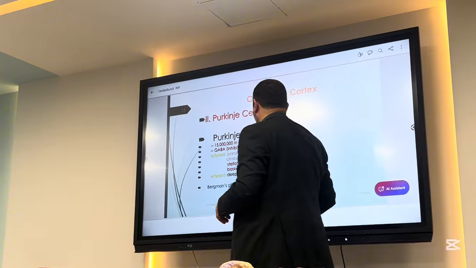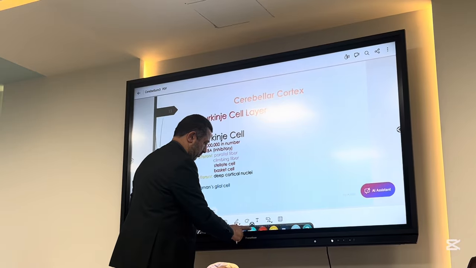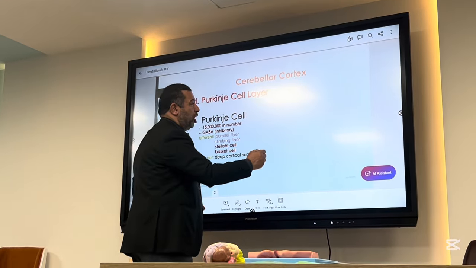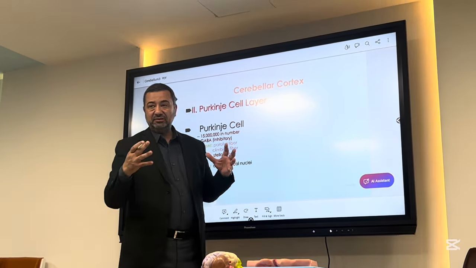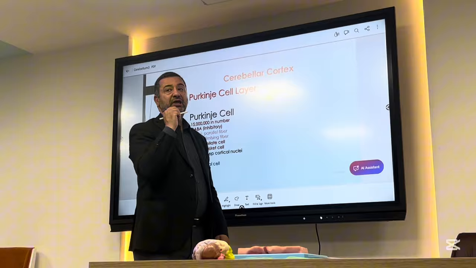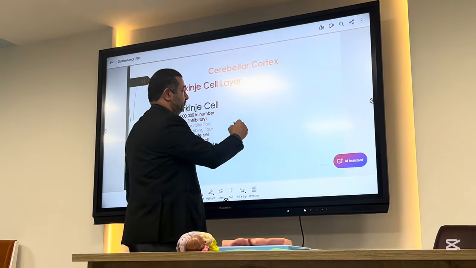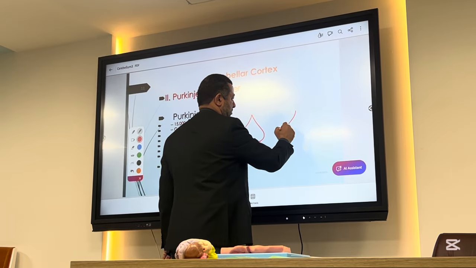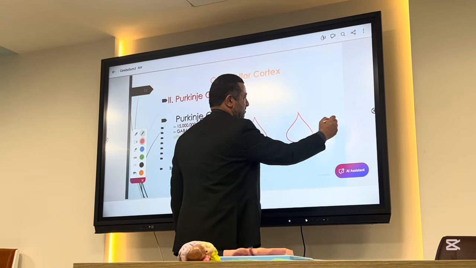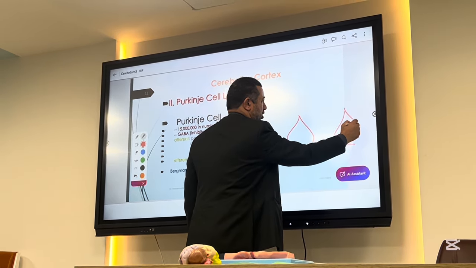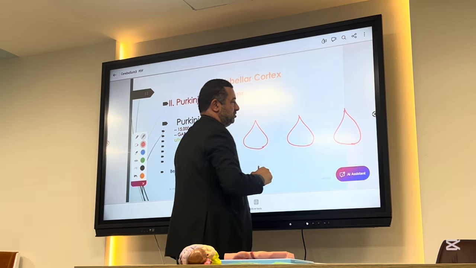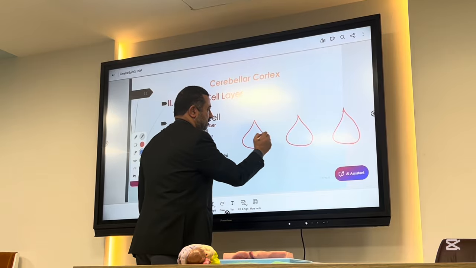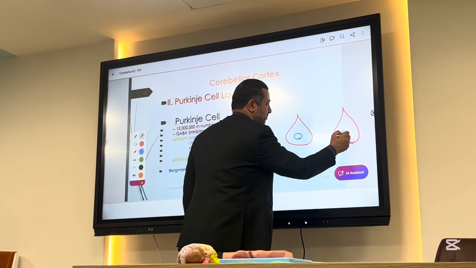Purkinje cells are very large cells, very big cells with 150 micrometer diameter. Purkinje cells are very large, large pyramidal cells. You see here, these are Purkinje cells.